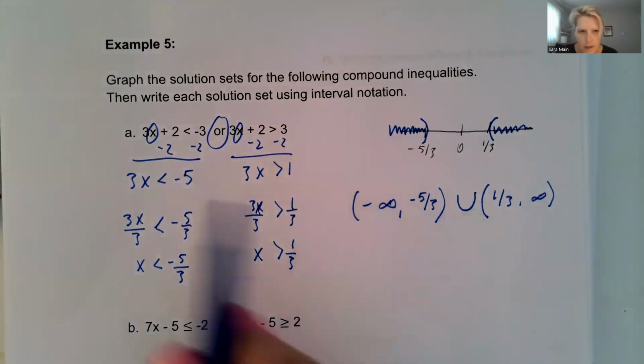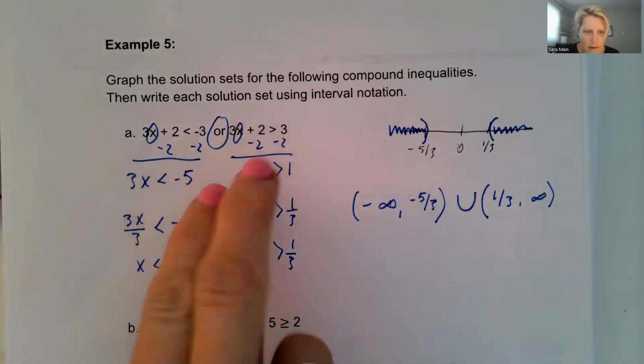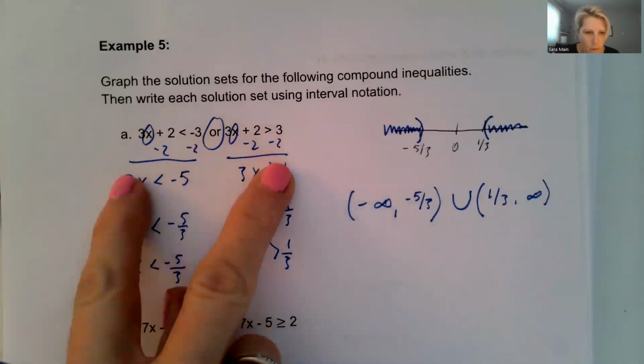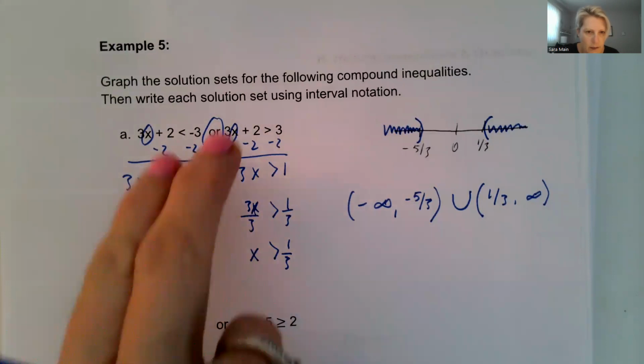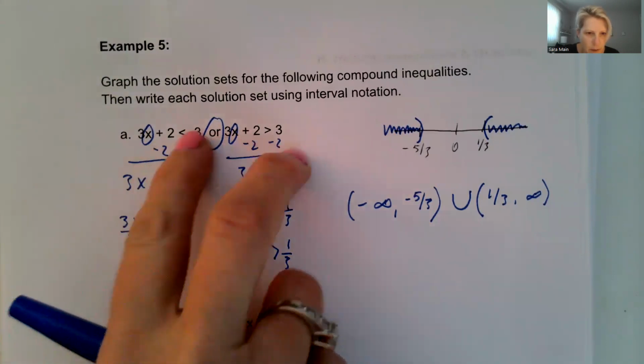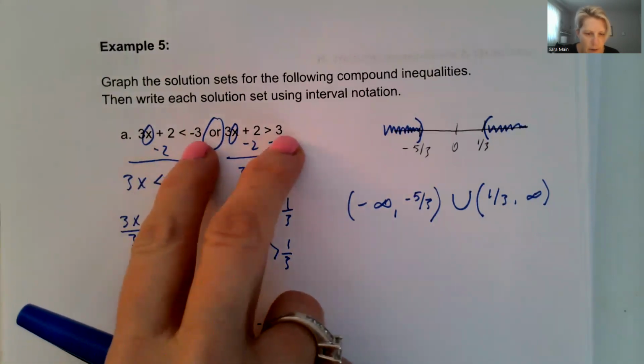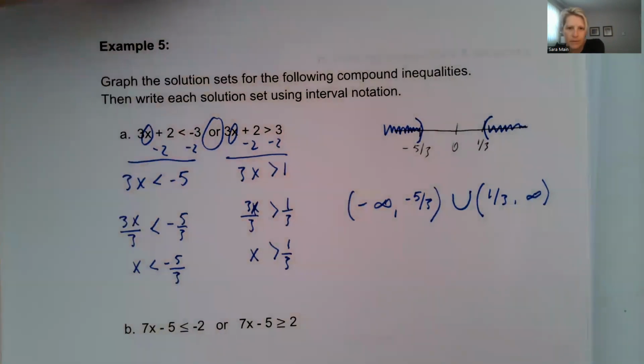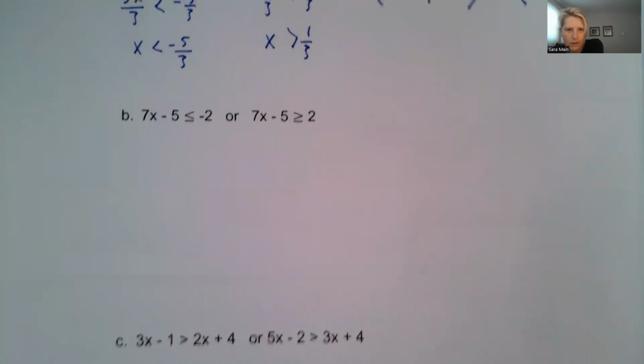Again, it's a union because we had an or, and we had to solve them separately. So same expression on the left, we were just comparing to 2 different values, a negative 3 and 3. Let's look at the next one.